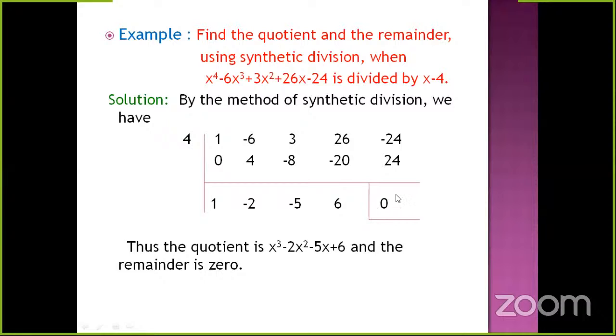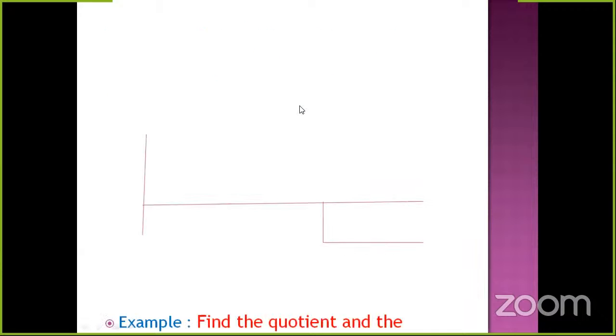Children, once again remember, if the remainder is 0, then x minus 4 is a factor of this polynomial and 4 becomes the root of that polynomial. Now let us check one more problem.